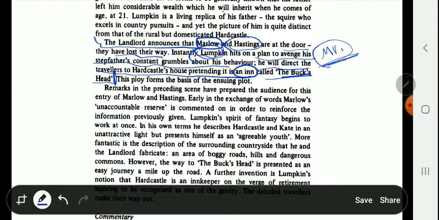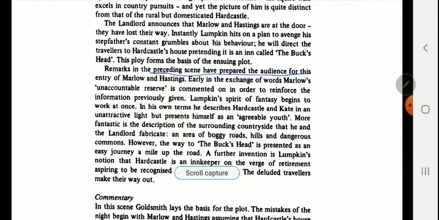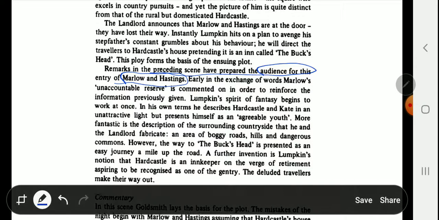And here we start with the wrong information, or the mistakes, that's why we said the mistakes of a night. So this mistake is right now happening. So let's start with the plot. We see here that in the previous scene, the audience was already prepared for both Marlow and Hastings to enter the scene, and to lose their way and mistake the house for an inn.